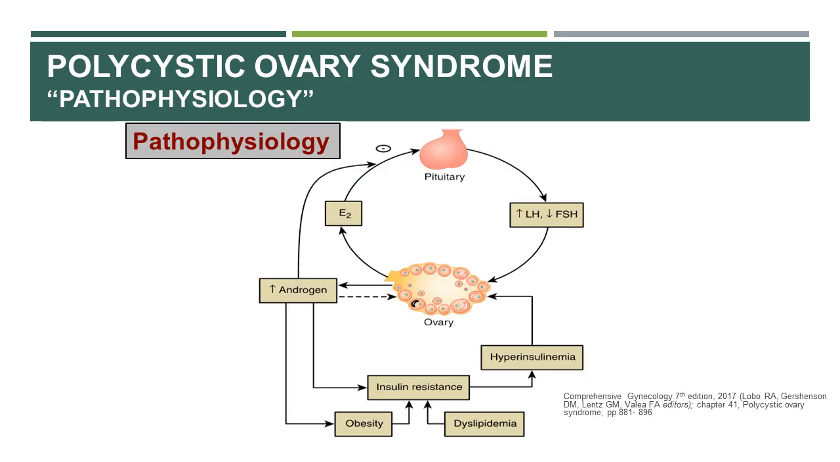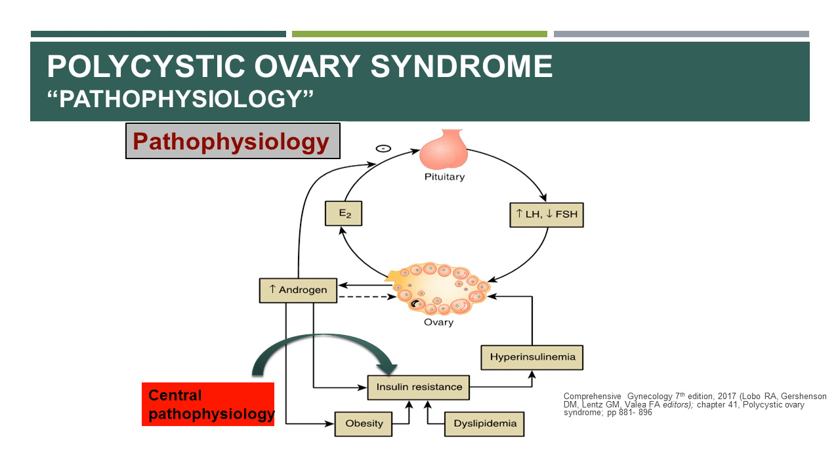This is a very nice diagram depicting the pathophysiology of polycystic ovary syndrome. So remember, the central pathophysiology for PCOS is insulin resistance. Obesity and dyslipidemia are not part of the criteria for PCOS, but these are factors that exacerbate insulin resistance. These are factors that contribute to higher levels of insulin resistance in the patient.